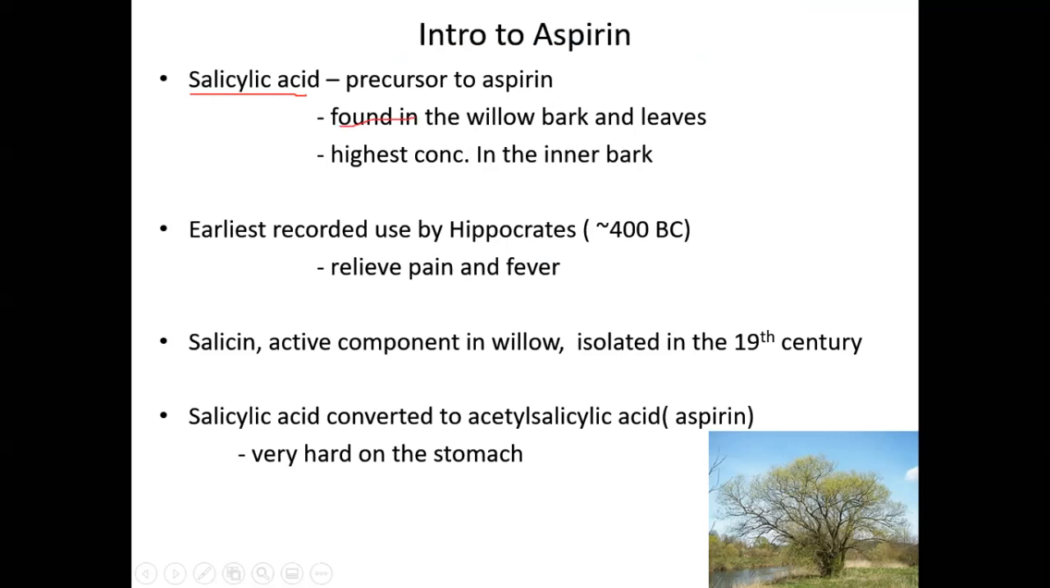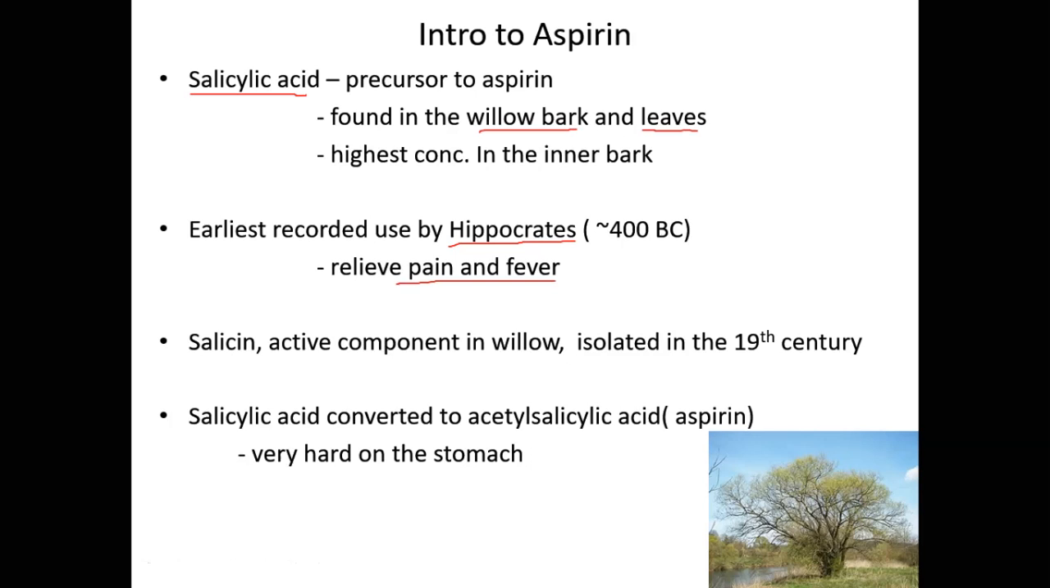And it was originally found in the bark of willow trees. So the bark and the leaves. So people used to chew on the bark or the leaves, and they would get this salicylic acid. It was first reported in the ancient Greek times. Hippocrates reported the usage in around 400 BC, and even then it was used to relieve pain and fever. So notice the precursor and aspirin itself, acetylsalicylic acid. Again, salicylic acid, the precursor, has been used in the medicinal properties for thousands of years.